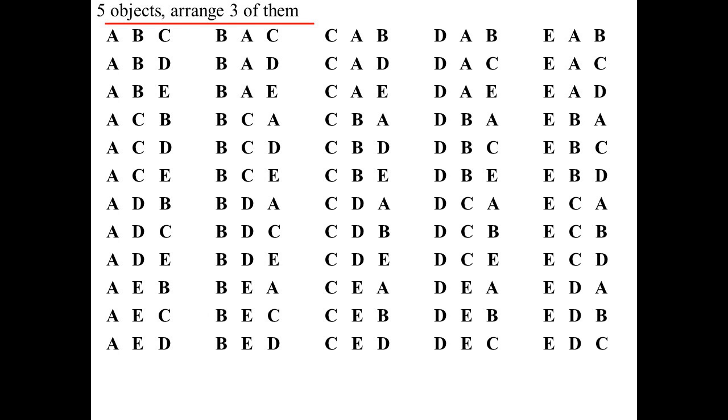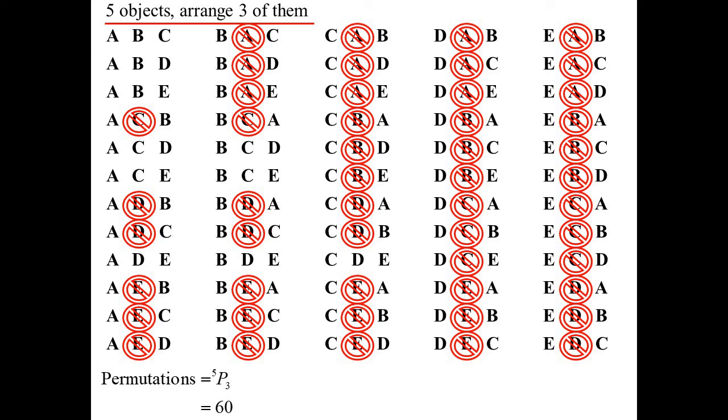Look at another one. 5 objects, arrange 3 of them. Quite a few there. In fact, there's 60 of them. But again, we have some doubling up, because BAC is the same as ABC, which is the same as CAB, which is the same as ACB, which is the same as BCA, which is the same as CBA, and so on, and so on. There's quite a few doubling ups. So once we got rid of all the doubling up, we've actually ended up with 10, which in this case is the 60 we had, divided by 3 factorial, the number of ways we could have arranged those 3 objects.